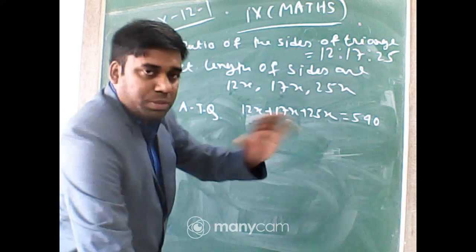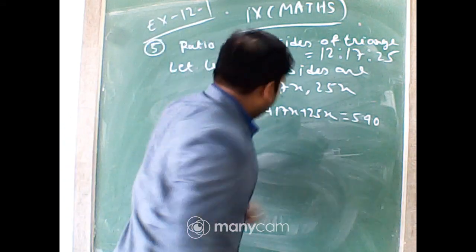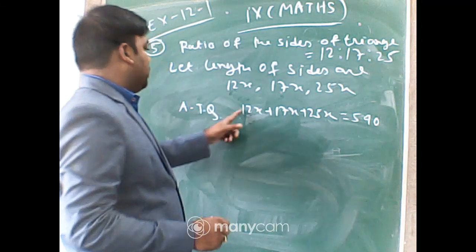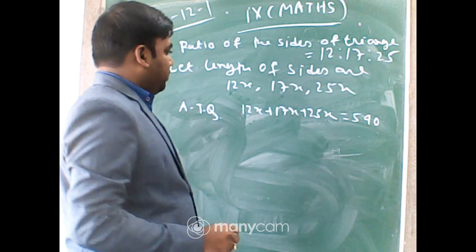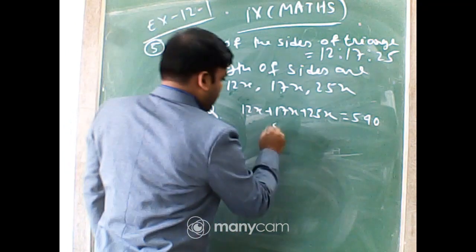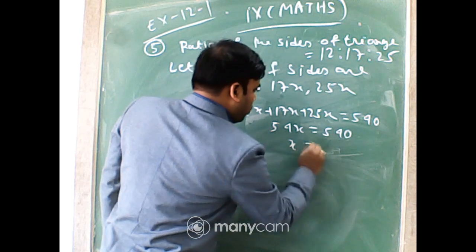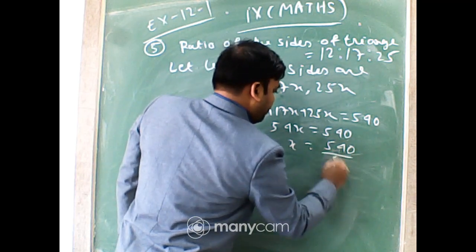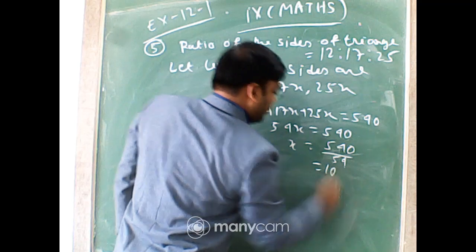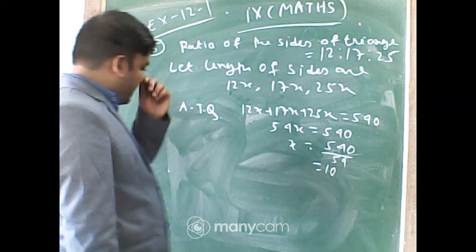Sum of the sides means perimeter. So perimeter equal to 540. So just add it. So you will get 54x equal to 540. So x equal to 540 by 54, that equal to 10. So x equal to 10.